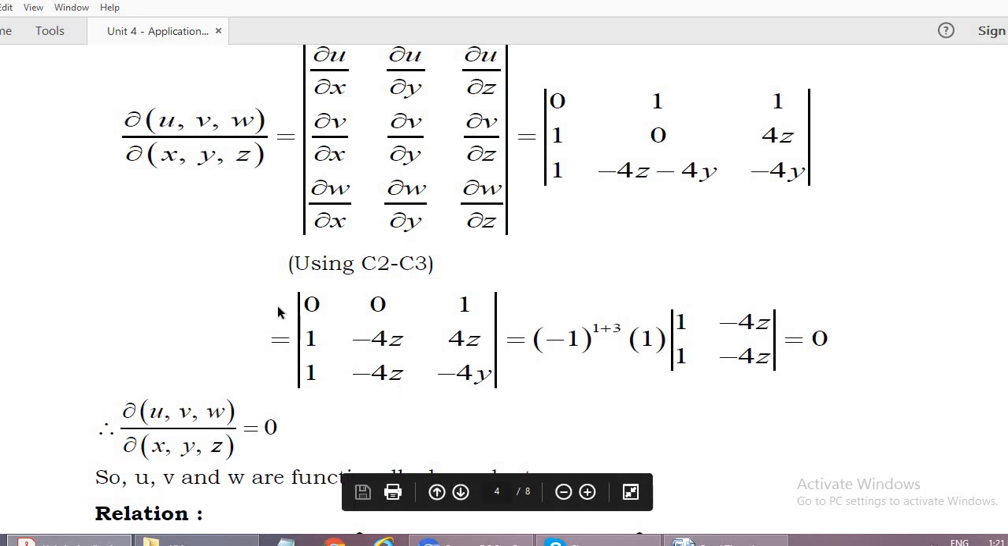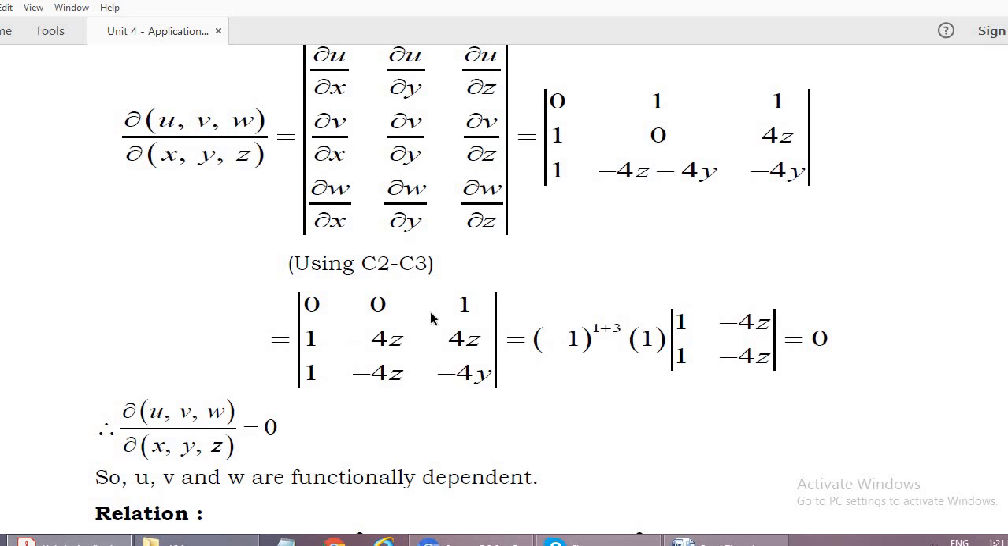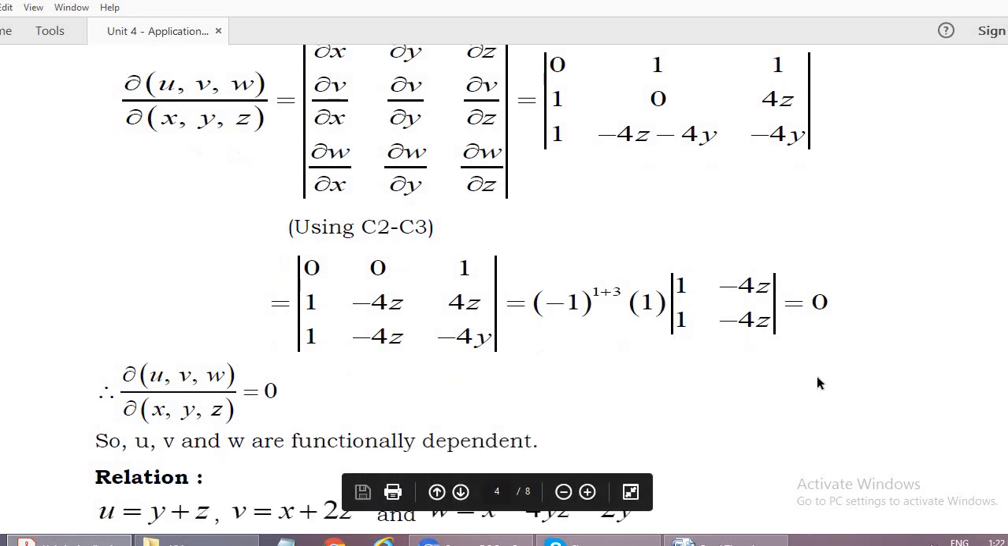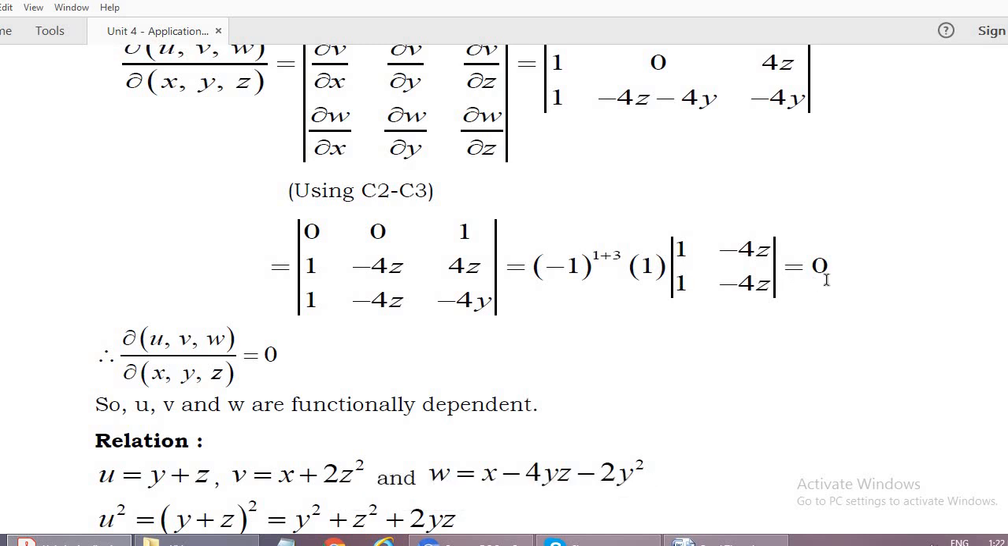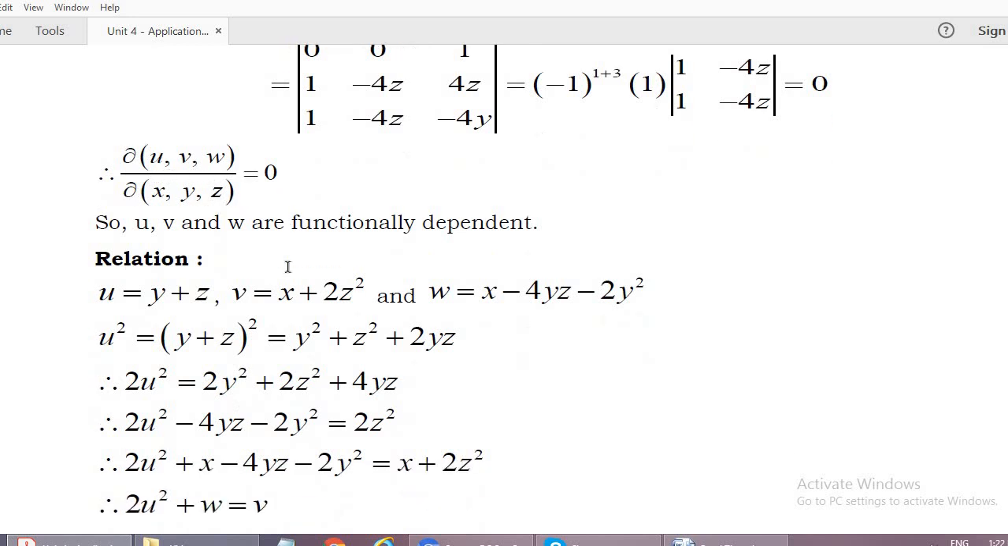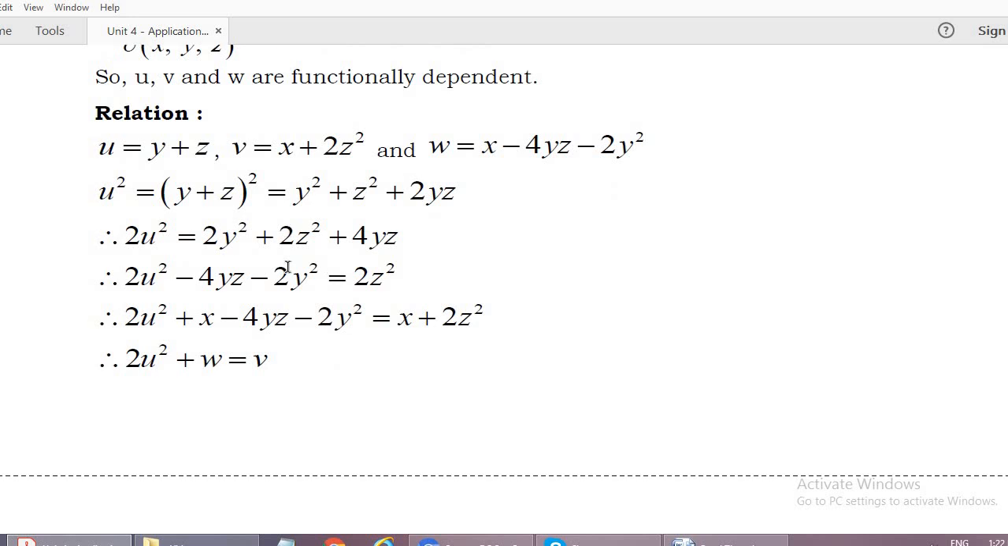Let us expand now through the elements in the first row. So 0, 0, and after that we are going to take care of this: minus 1 to the power 1 plus 3, first row and third column, into this element 1 into the minor of the element, dropping all the elements in the first row and the third column. We are getting this 2 by 2 determinant. We see first and second rows are the same, so the value of the determinant must be 0, and thus the Jacobian of u, v, w with respect to x, y, and z is equal to 0. So u, v, and w are functionally dependent.